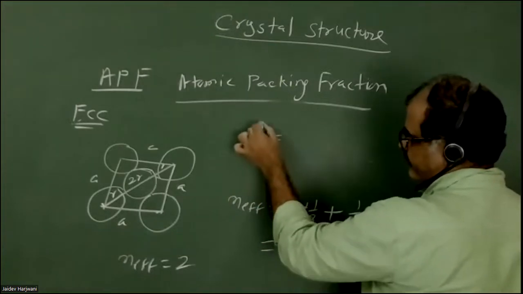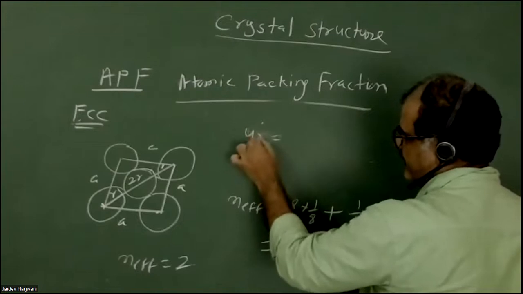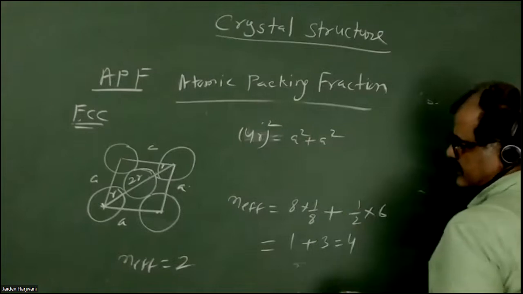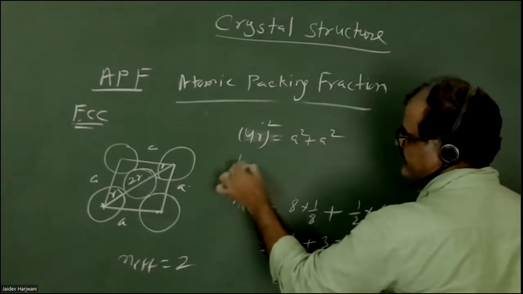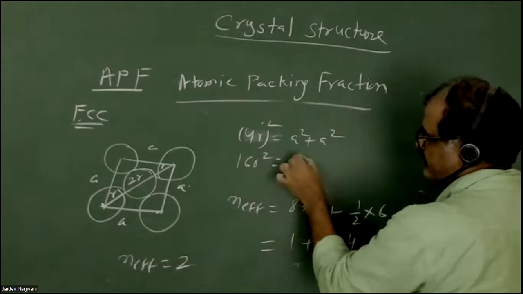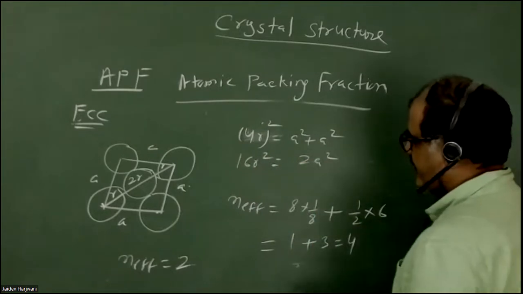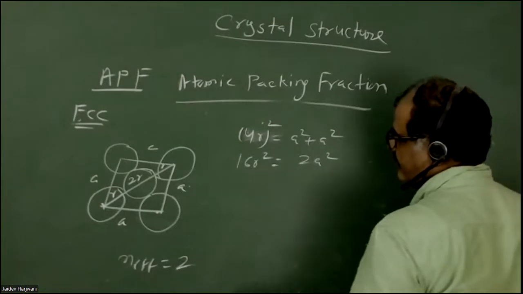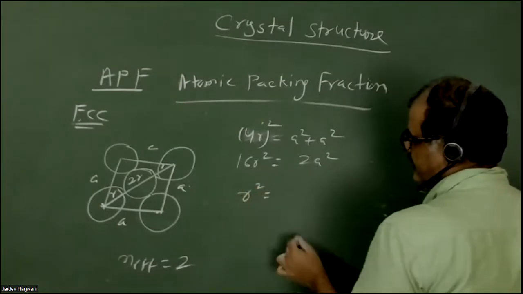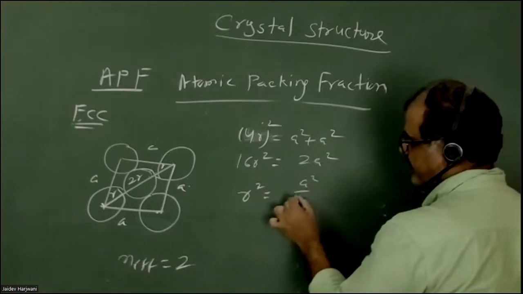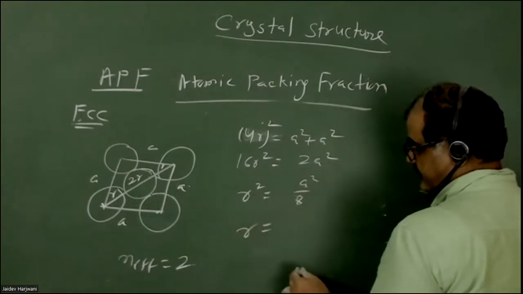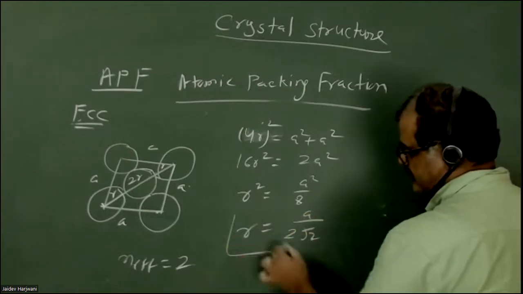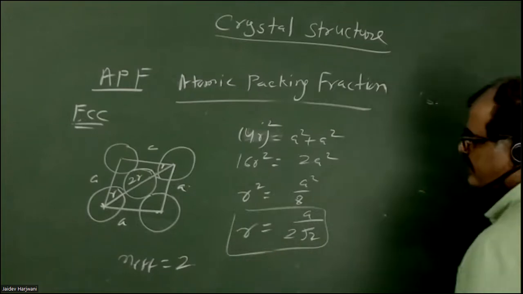Okay, 4R whole square is equal to A square plus A square. Okay, so I'll get 16R square equal to 2A square. Okay, and that will give me R square equal to A square by 8, and R will be what, A by under root 8, that means A by 2 root 2. So this is the relation between R and A.